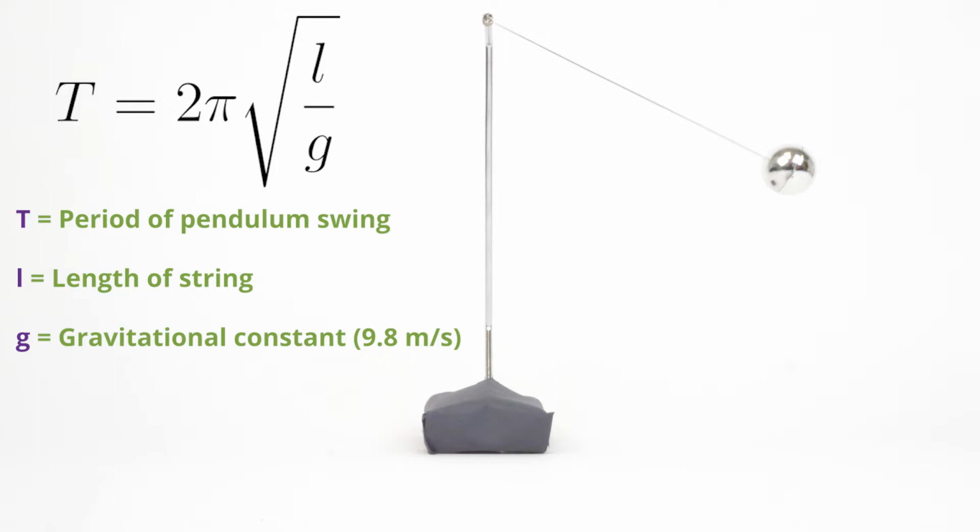With more experimentation, Galileo was able to describe the motion of a pendulum with a mathematical equation. The period it takes for one swing is 2 times pi multiplied by the square root of the length of the string divided by the gravitational constant. By understanding the period of a pendulum, we can also derive the frequency of the swing with the equation frequency equals 1 divided by the period. A longer period means that it occurs less frequently, and a shorter period means that it occurs more frequently.